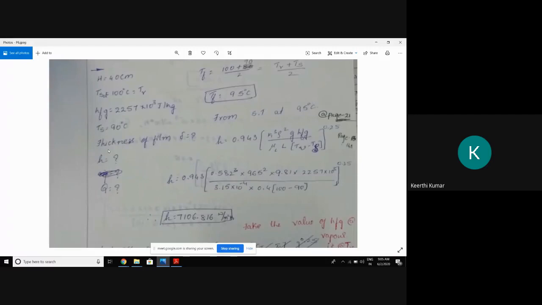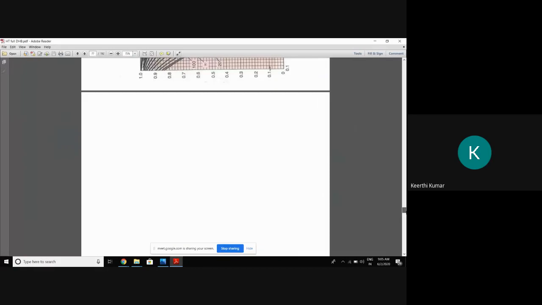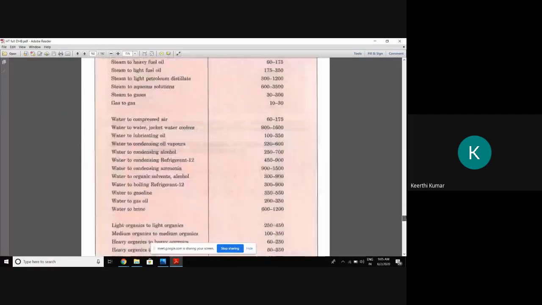One by one, we'll go for the unknowns. How to find out the H? I'll project the data handbook again. Go for condensation, page number 148. Okay. Condensation chapter. We have taken the properties at TF. Now the plate given is a vertical surface. And we are solving the condensation. For this condensation, vertical surface, the value of H is this.